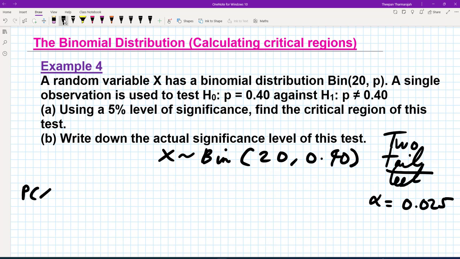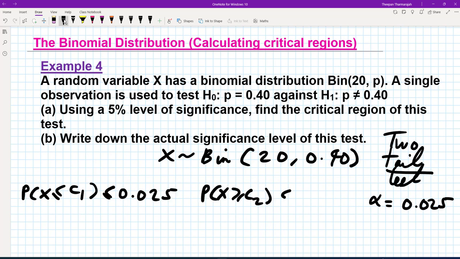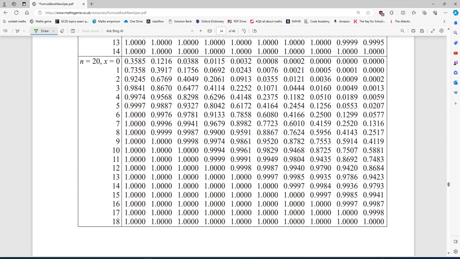So we can say that the probability that X is less than or equal to C1 is less than or equal to 0.025. And the probability that X is greater than C2 is less than or equal to 0.025. So according to our tables, we need to be strictly less than or equal to 0.025. And we can see that occurs at this particular point, and that corresponds to the probability that X is less than or equal to 3.